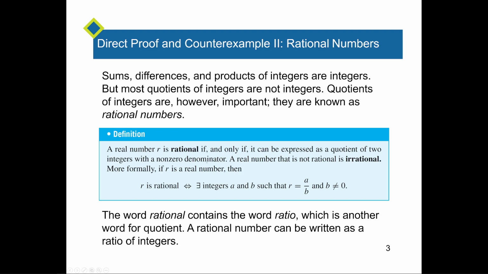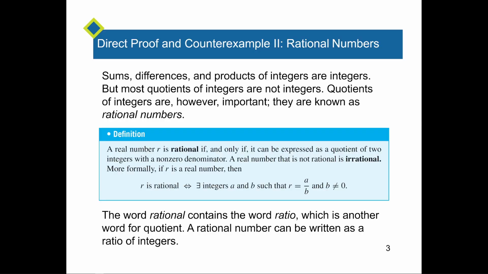So we have to formally state this now. More formally, if r is a real number, then r is rational if and only if there exist integers, say a and b, such that r is equal to this fraction here. The form of this is very important because when we tackle proofs in this section, we will need this construction of how a rational number looks in order to begin our proofs.